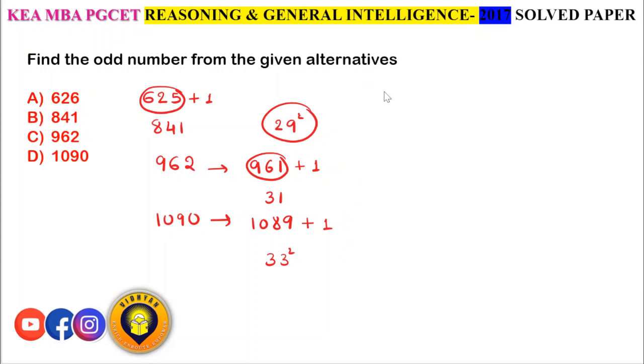So basically 626 is 625 plus 1, and 625 is a perfect square. 962 is 961 plus 1, where root 961 is 31, a perfect square. And 1090 is 1089 plus 1, where 1089 is a perfect square, that is root 1089 is 33. So the odd one out here is 841, because 841 itself is a perfect square. Actually it should have been 841 plus 1, that is 842. So here the odd one out is 841.